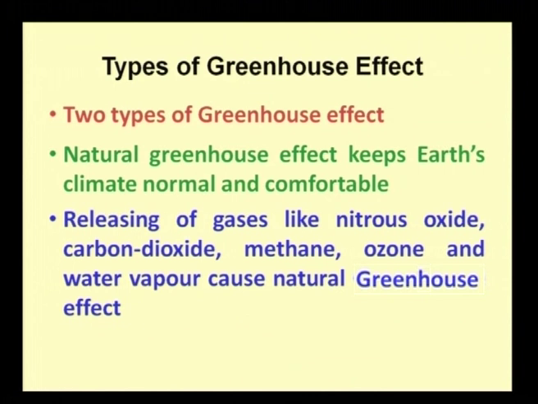See, there are two types of greenhouse effect. One is the natural greenhouse effect, which is keeping the earth's climate normal and comfortable, and the second, the release of gases like nitrous oxide, carbon dioxide, methane, ozone and water vapor. They cause the artificial or man-made greenhouse effect. The natural greenhouse effect is depicted in this diagram.